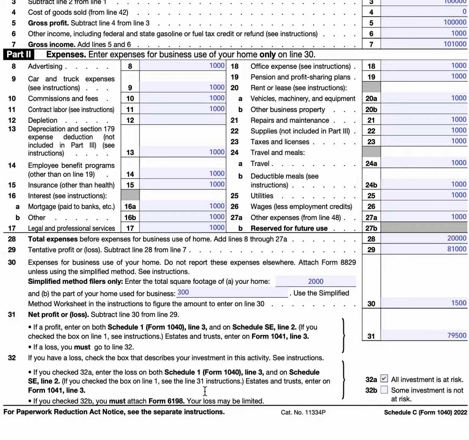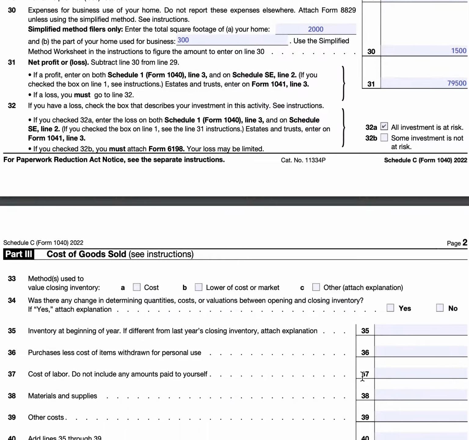If your investment is completely or partially protected, then you would have to complete IRS Form 6198 to apply the at-risk rules and determine how much your deduction may be. So in this case, John Doe, it's all his money. There's no safety net. All of his investment is at risk. So if he had a loss, then he would be able to deduct it in full.